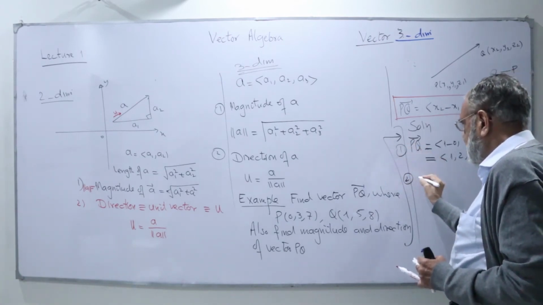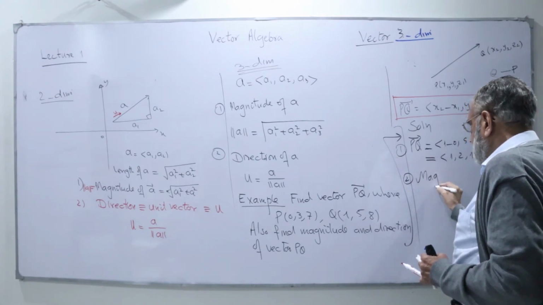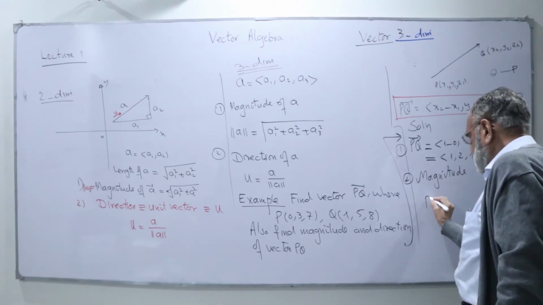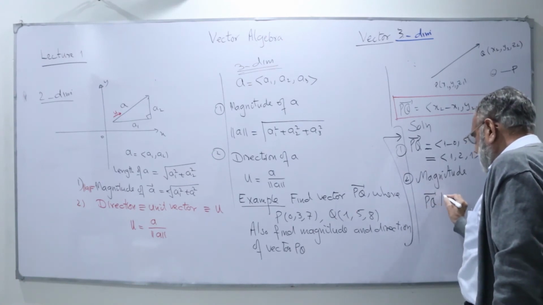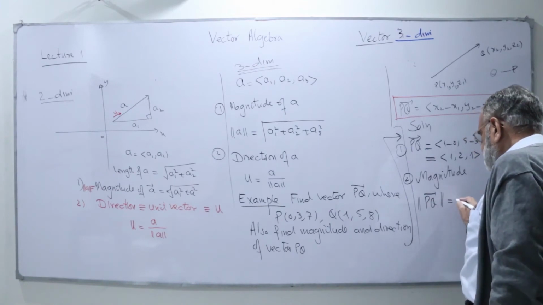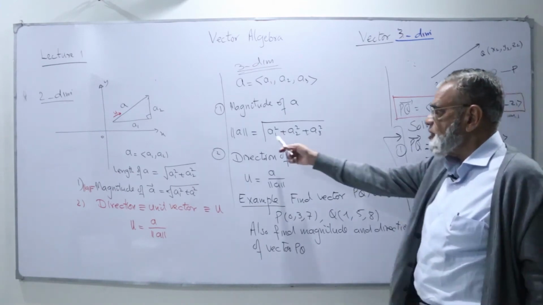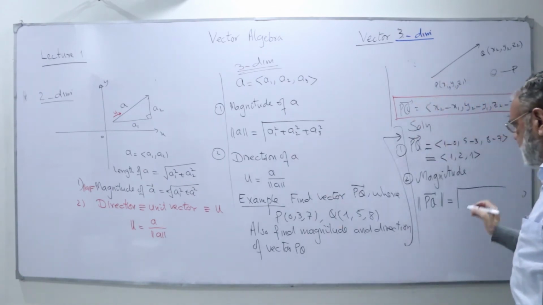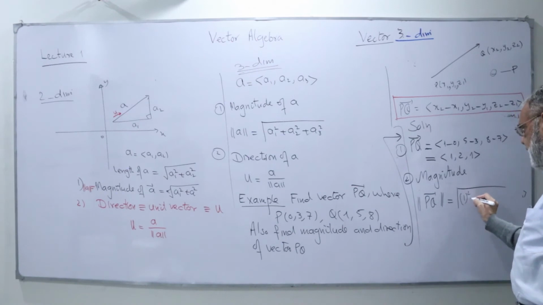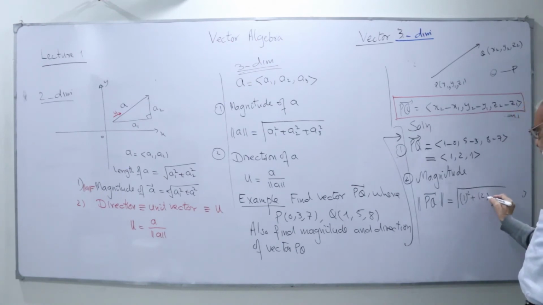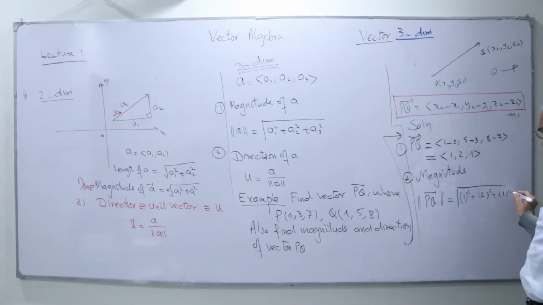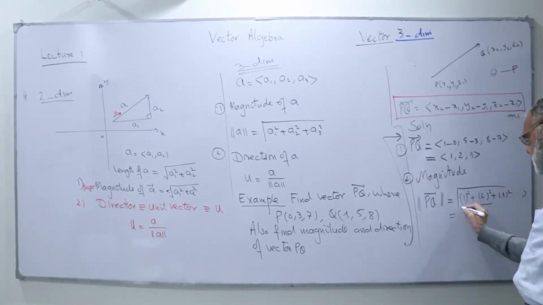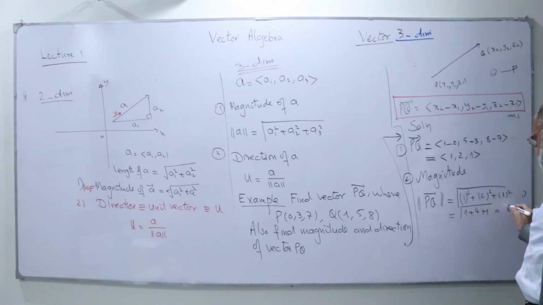Number 2, we want to find the magnitude. The magnitude of the vector PQ, as I mentioned, we write like this. The magnitude is the square root of A1 squared plus A2 squared plus A3 squared, the x component, y component, and z component. A1 squared is 1 squared, A2 squared is 2 squared, A3 squared is 1 squared. This equals the square root of 1 plus 4 plus 1, which is the square root of 6.